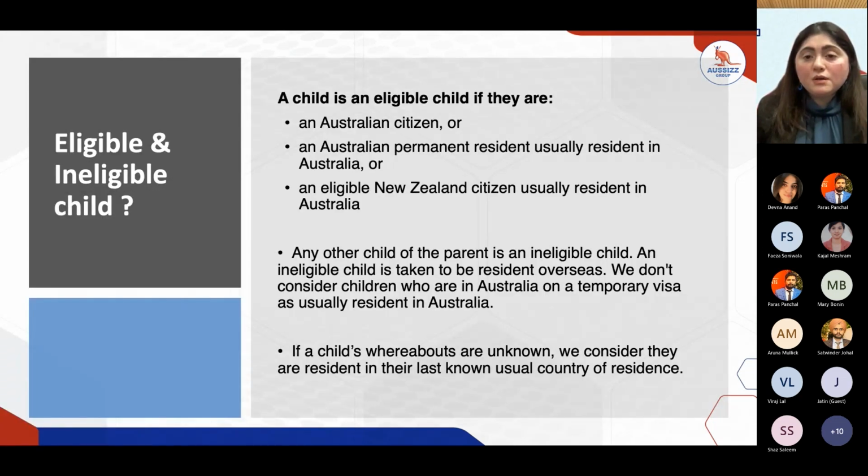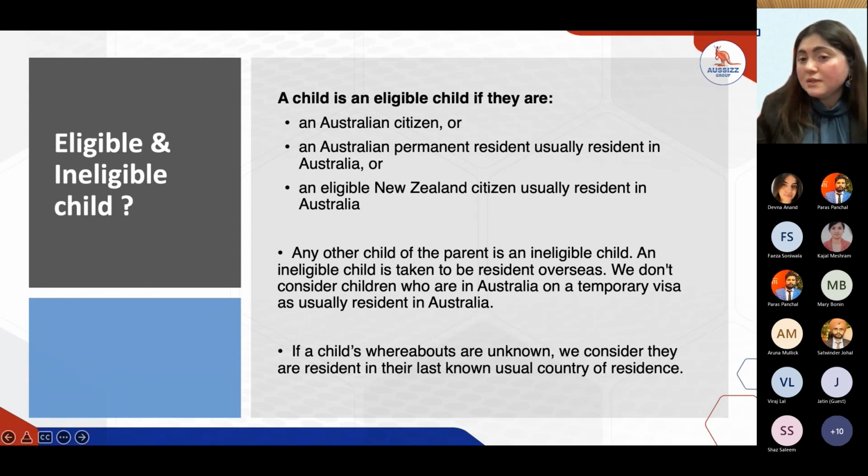Now, when we talk about if the parents say, okay, my child is not eligible, or you should have an ineligible child, what is the definition of eligible or ineligible child? The child is eligible to sponsor their parents if you are a citizen or a permanent resident, usually residing. See how I've mentioned that you should be usually residing in Australia. If you are not residing in Australia and you've stayed overseas, you have not made an entry to Australia, then you may not be an eligible sponsor.